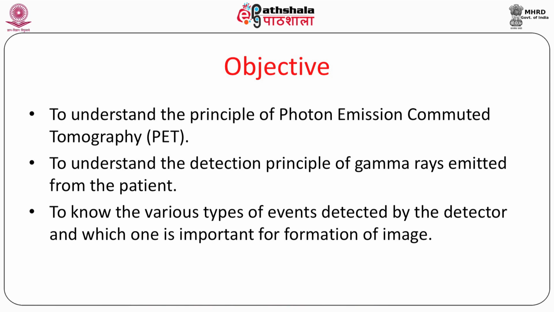Second is to understand the detection principle of gamma rays emitted from the patient. Here the principle of detection of the photons which are emitted from the patient is slightly different from other imaging modalities like SPECT or gamma cameras. Then to understand the different types of events which are detected, because here the two photons are coming from two different directions at 180 degrees, some events are definitely going to be missed and some events are useful for the formation of the image.